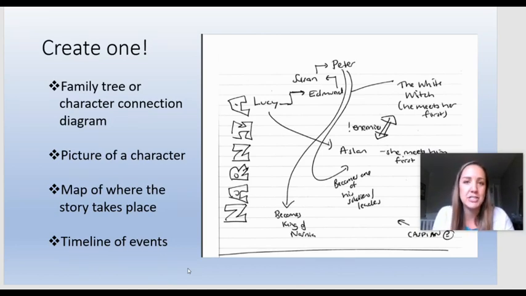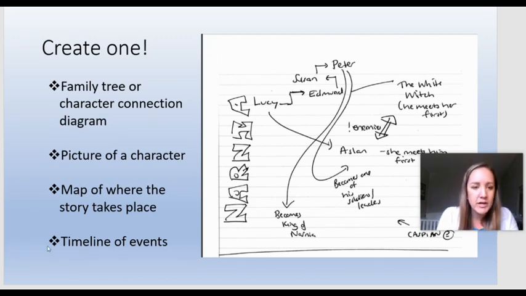So you could pick a character to draw. You could also, if your story doesn't include one, include a map of where the story takes place. So kind of just thinking about the places, or what the setting includes, or maybe even just what the setting looks like. That would be a good text feature as well.